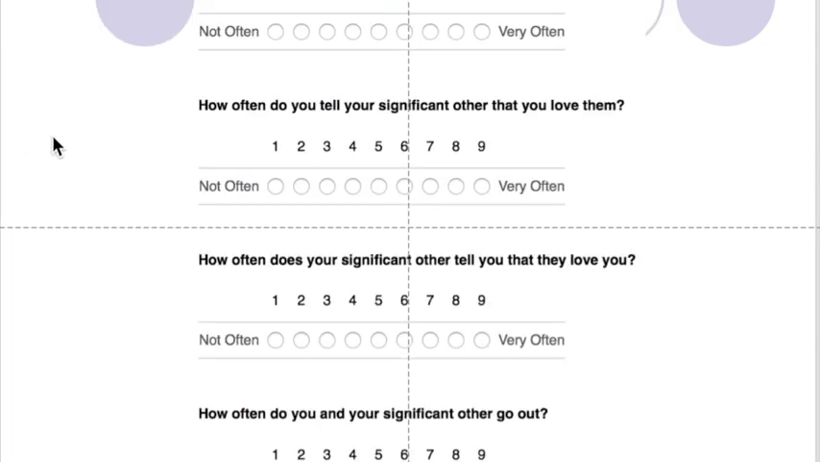Here's another set of them. So these are scale questions I was just talking about. You can see it gives you a number from 1 to 9. How often do you spend time with your significant other? How often do you tell your significant other that you love them? How often does your significant other tell you that they love you? The advantage of this is you've got a variety of things you're asking about relationships, and you get easy numbers at the other end.